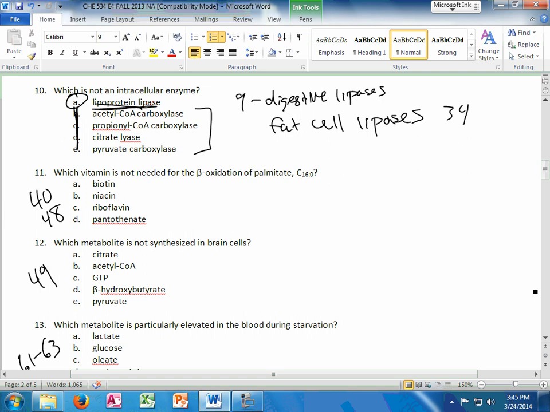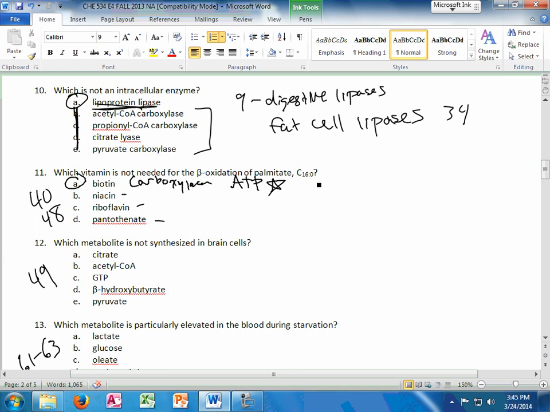Which vitamin is not needed for the beta oxidation of palmitate? Going to be biotin. Vitamin B3, 2, and 5 are going to be used for all beta oxidation. Biotin is only used for that carboxylase that's used in the odd chain fatty acids. That carboxylase also uses an ATP. That's another thing that comes up a lot.